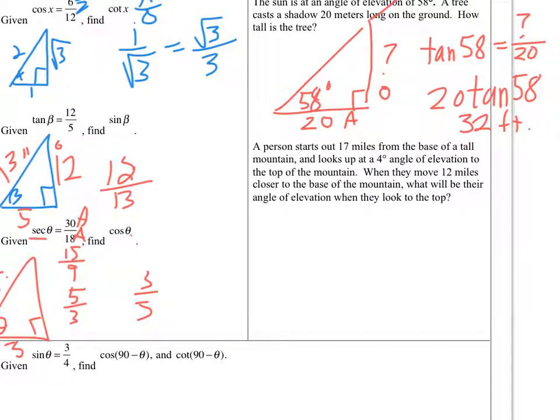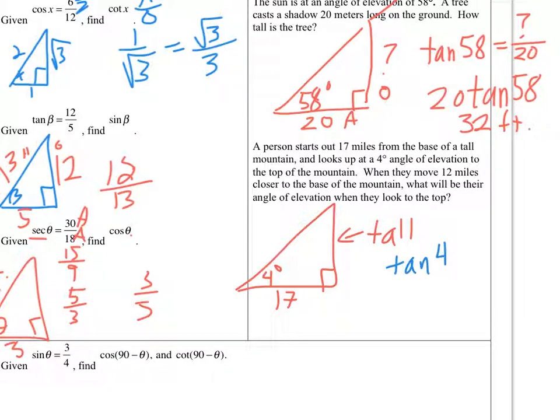Next up, we got a person standing 17 miles from the base of a tall mountain. So 17, that's the tall mountain. There's 4 degrees. I guess I could figure out how tall the mountain is. And for that, again, I'm going to use tangent, which would be tall divided by 17. The mountain is 17 times tangent of 4 tall.